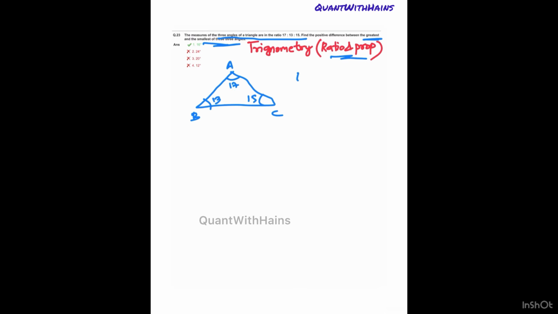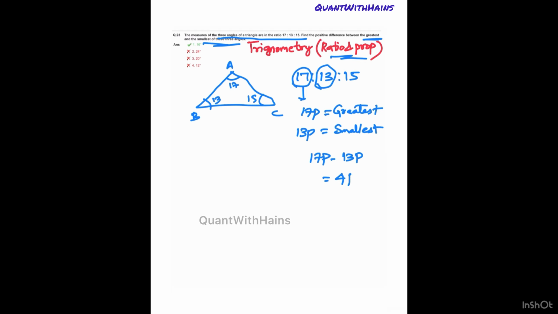Here, obviously, in 17:13:15, the greatest is 17 parts. 17 parts is the greatest. Now the smallest among all the numbers is 13. So we need to find the difference. That means 17p minus 13p is 4p. We need to find the value of 4p, and for that we need to find the value of p. How do we get this p value?